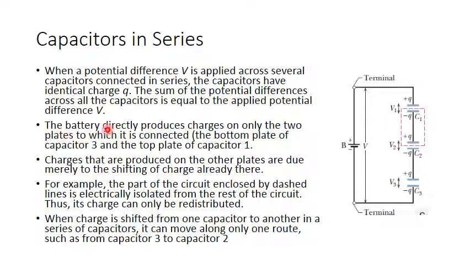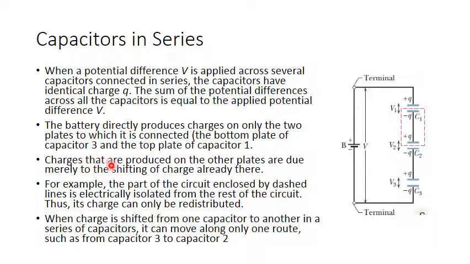The battery directly produces charge on only the two plates which are connected. So, effectively, the battery introduces the charge on the upper plate of the first capacitor and negative charge on the lower plate of the third capacitor. So, the battery directly produces charge only on the two plates to which it is connected, the bottom plate of capacitor 3 and the top plate of capacitor 1.